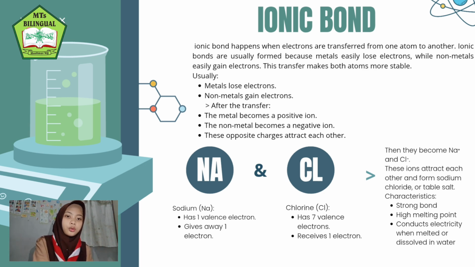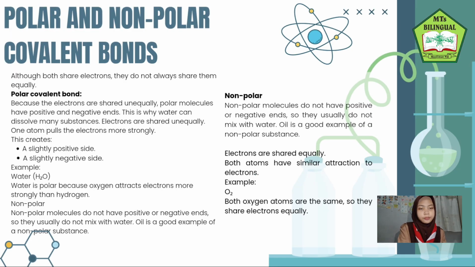And then we go to the polar and non-polar covalent bonds. Although both share electrons, they do not always share them equally. Polar covalent bond, it's because the electrons are shared unequally. Polar molecules have a positive and a negative end. This is why water can dissolve many substances.